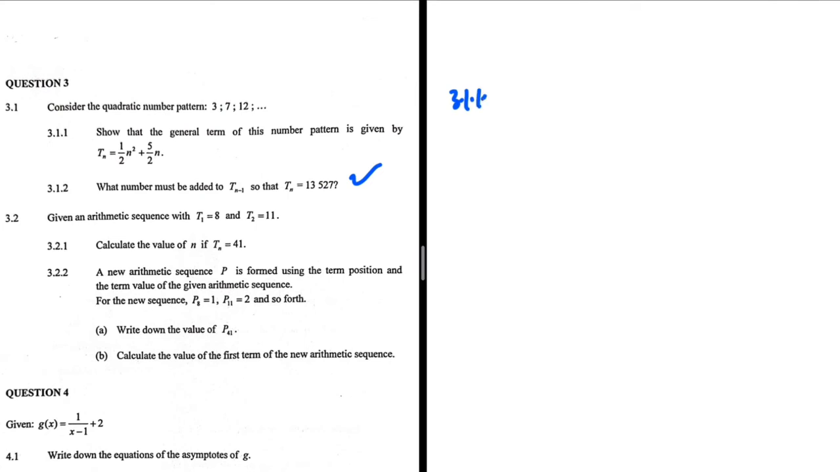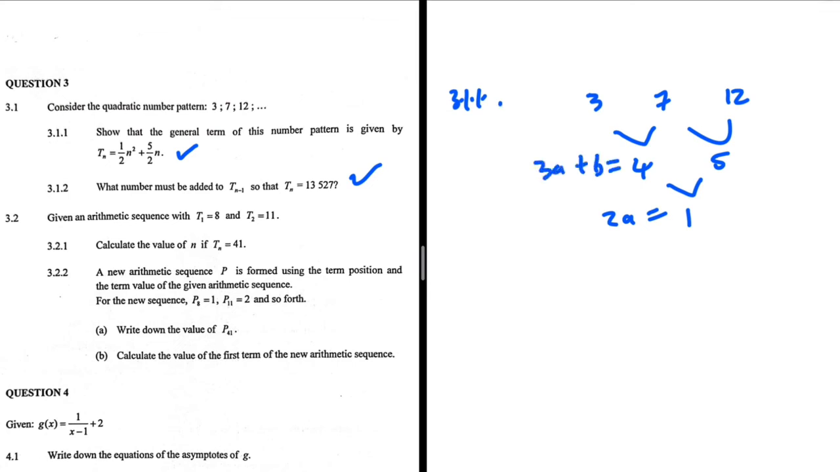We are given a quadratic number pattern with the first three terms being 3, 7, and 12. We're supposed to find the general term, actually show that it equals what we have there. So we need to find the second common difference, right? 7 minus 3 is 4. 12 minus 7 is 5. 5 minus 4 is 1. So 2a equals 1, and 3a plus b equals 4, and then a plus b plus c equals 3.